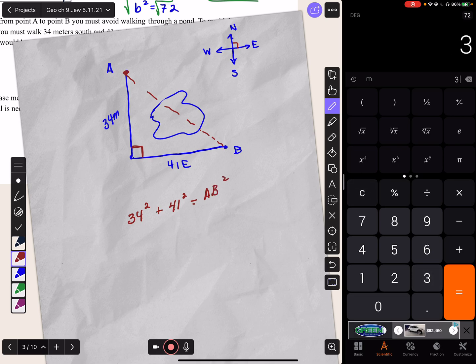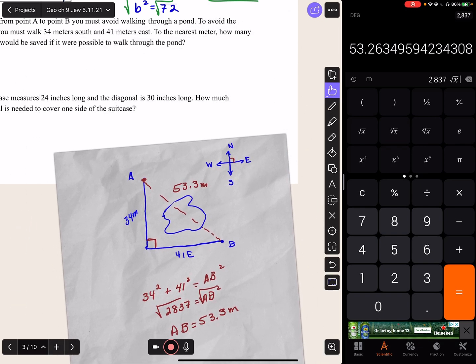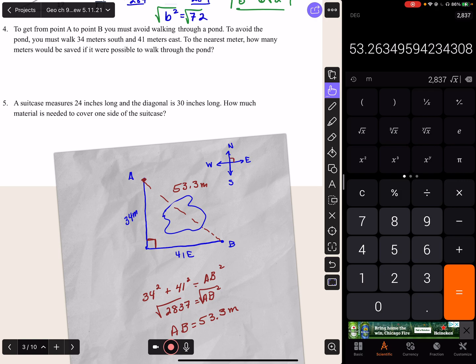So getting out the calculator, 34 squared plus 41 squared equals 2,837. And we're just going to square root that. It turns out when you square root, AB is equal to 53.3 meters. Now we've got to make sure we answer the question: how much less would they walk, or how many meters would be saved?